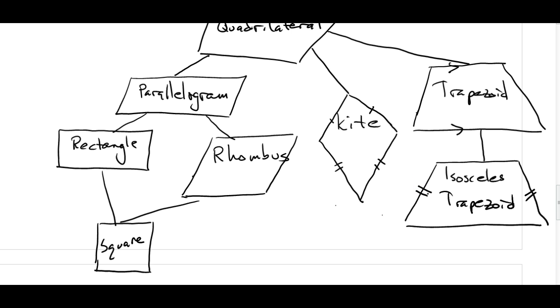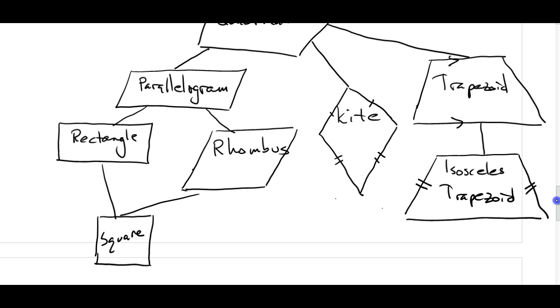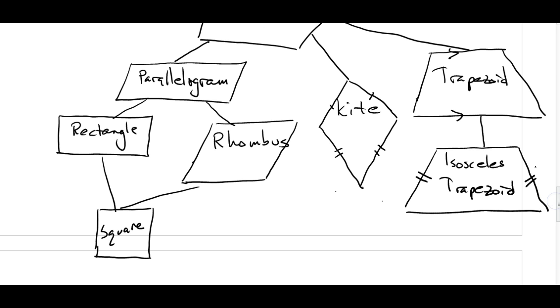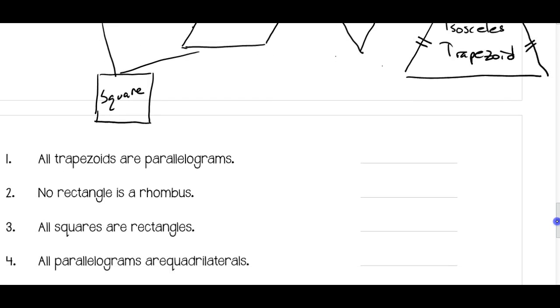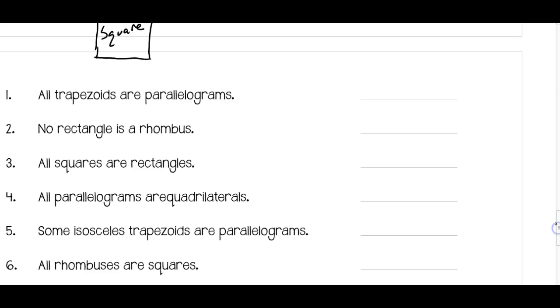So here's our family tree, and again, the figures that are lower in the tree have all the properties of the figure above them. So let's go on to the true-false here. All trapezoids are parallelograms. This is false. A parallelogram has two pairs of opposite sides parallel, and a trapezoid has exactly one.